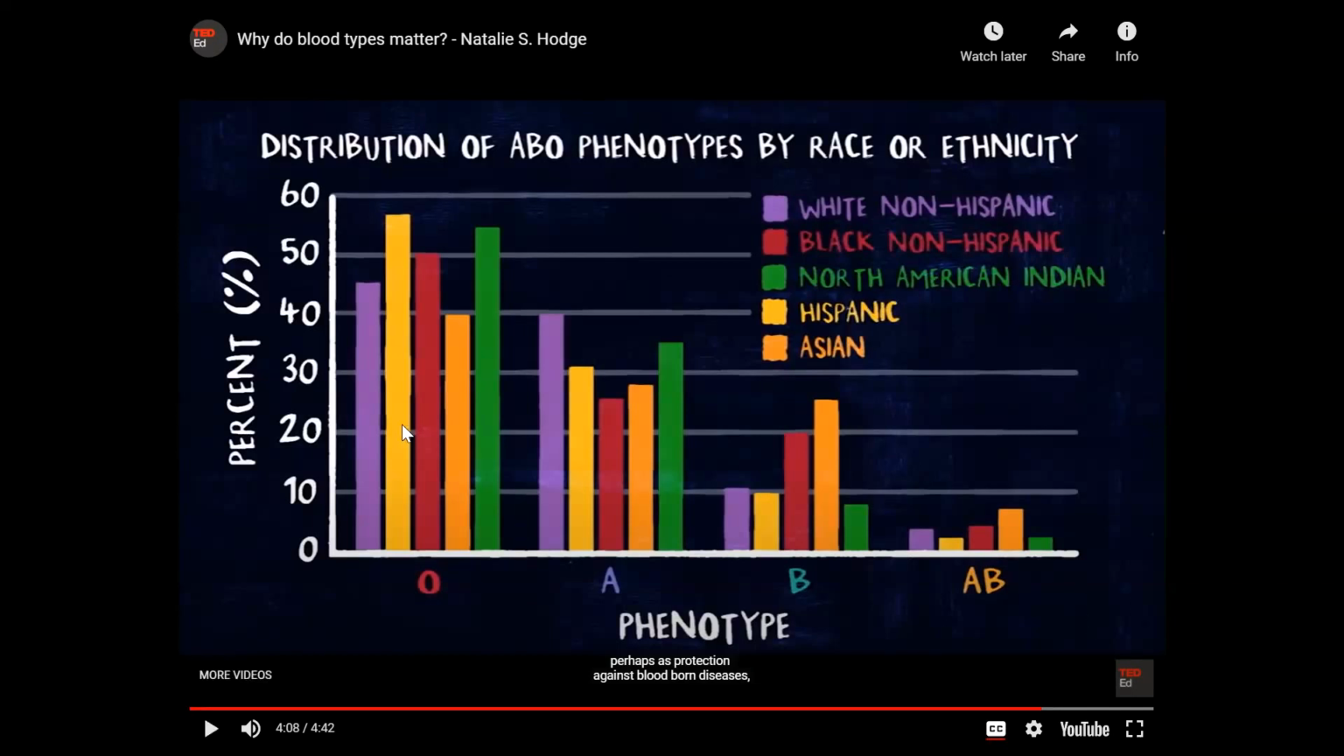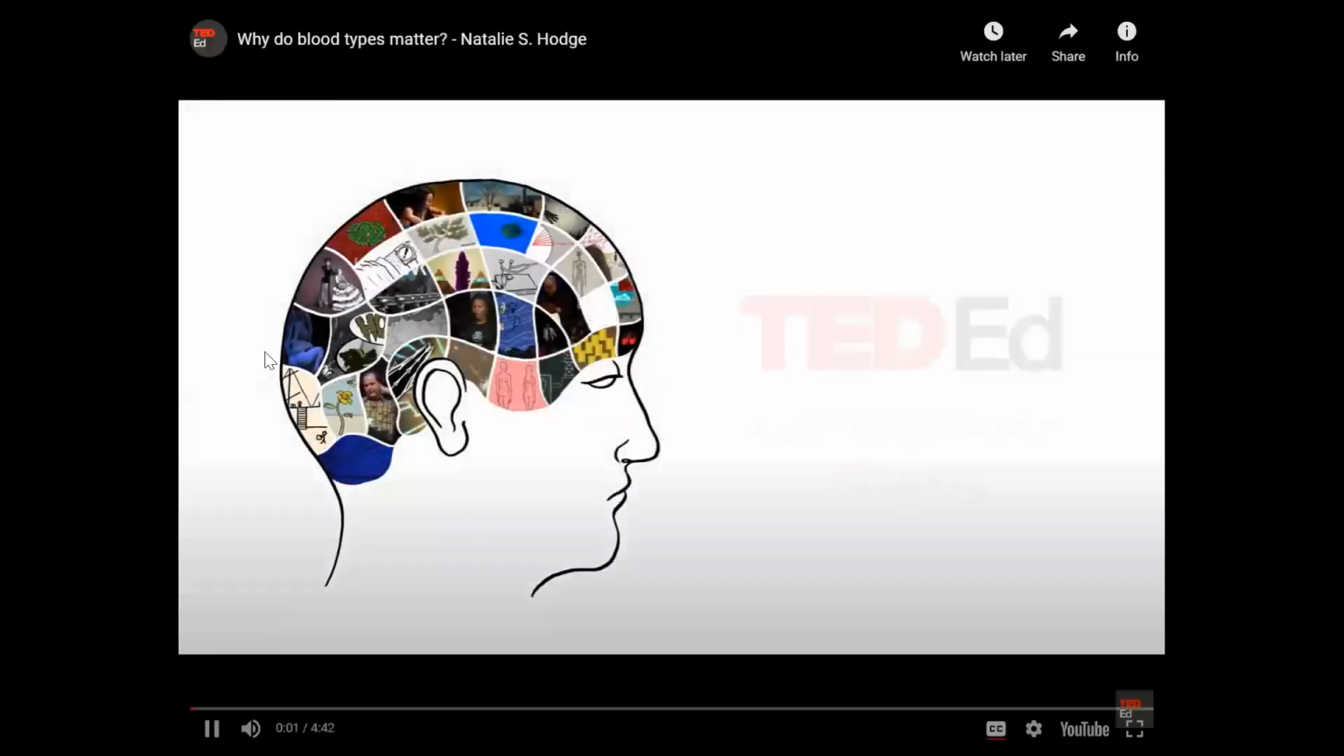So it's interesting that O, which is the universal donor, is actually the most common. That's good, right? Oh no.